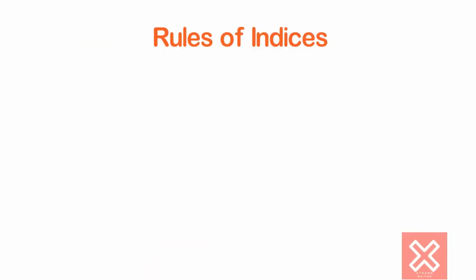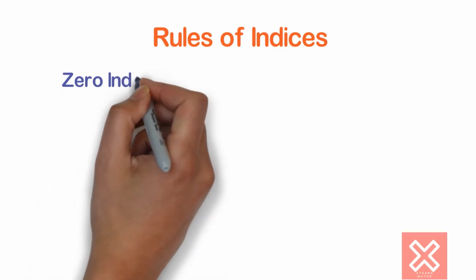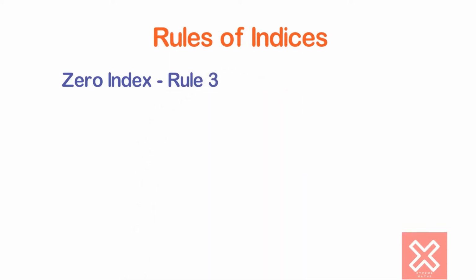From this video, today we are going to learn indices rule 3. From our previous videos, we already learned about indices rule 1 and 2. Zero index. This is our indices rule 3. Let's look at this example.